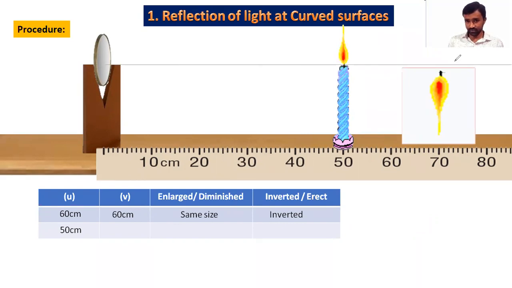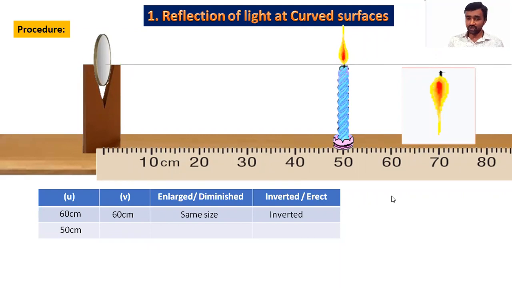Real, inverted, and enlarged. Why is it real? Because it is formed on the screen. Very good. Why is it inverted? Because it is in the opposite direction of the object. Very good. One more you said, enlarged. Why did you say that? The size is bigger than the object. Very good. So how to write the characteristics?